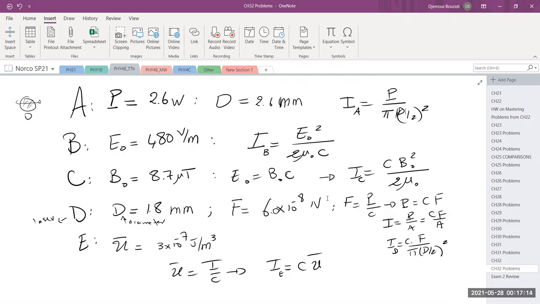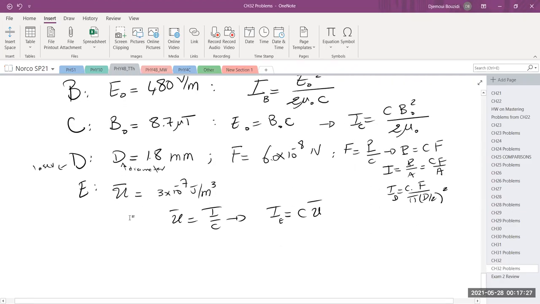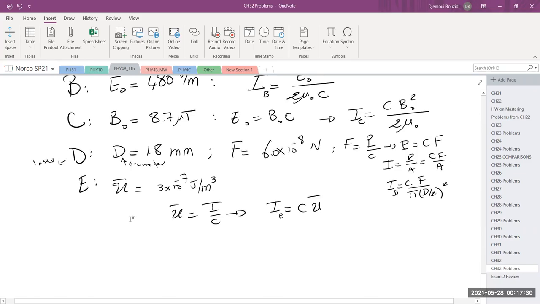So the question: calculate the intensity for each and rank the lasers in order of increasing intensity. That means you start with the smallest all the way to the most intense. This is number one, this is number two, and so on and so forth. Assume that the laser beams have uniform intensity distributed over their cross sections. So unlike the laser beam that you see in here, assume that it's not spreading. It's all in the same focused area.